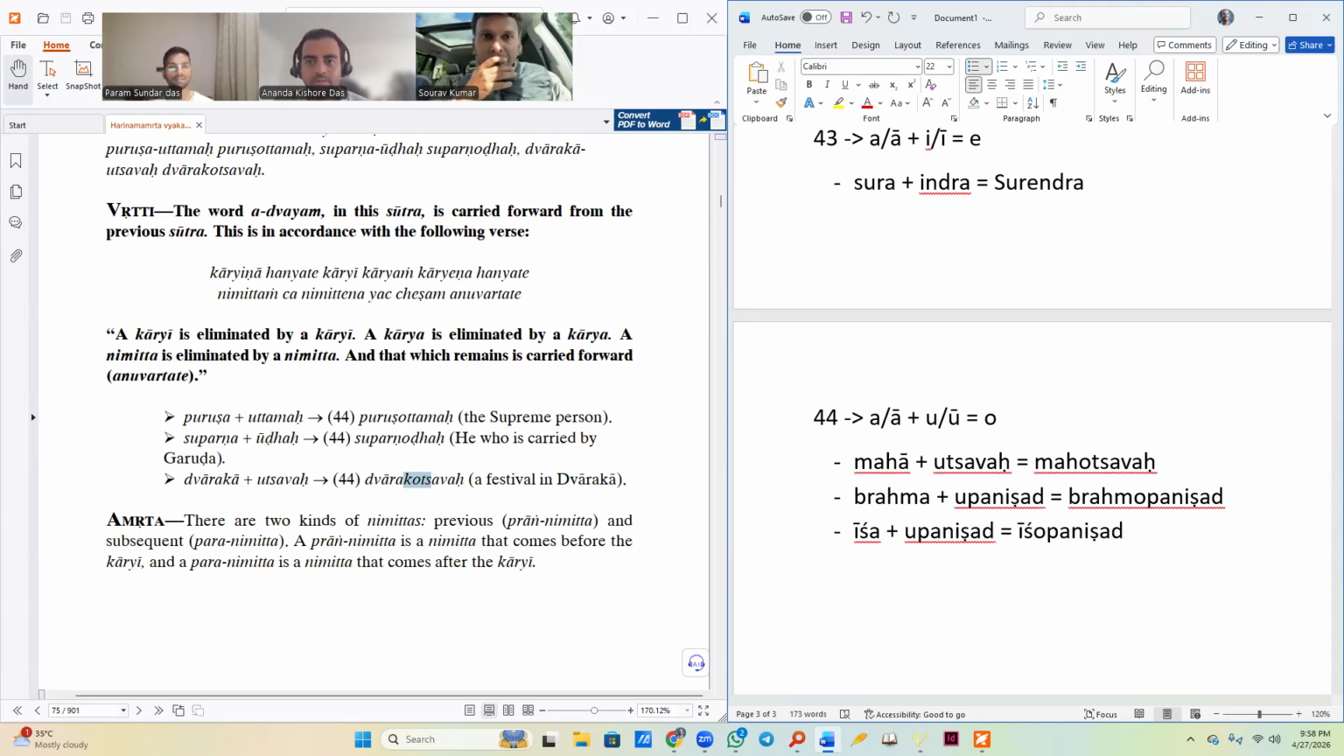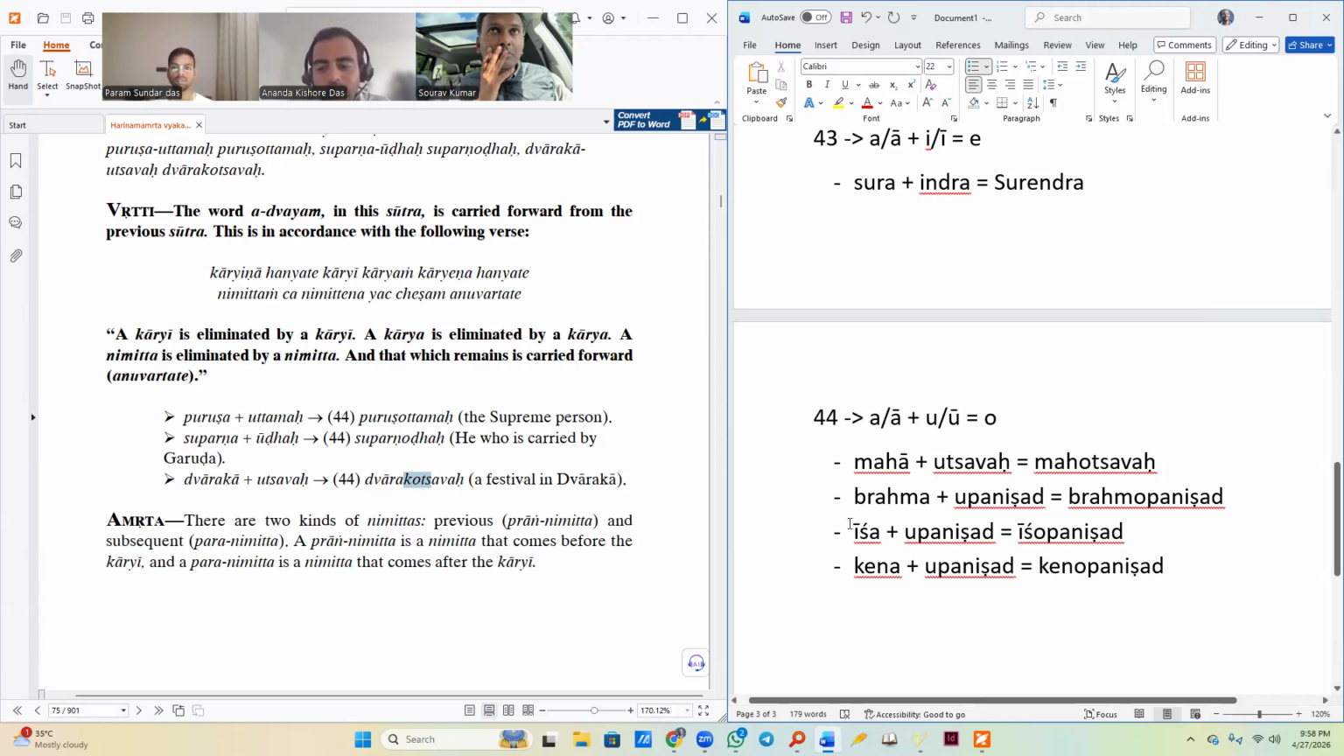Even in the title, Sandhi is there. Sarva Prakaranam Vyapi: Sandhi can exist anywhere throughout Sanskrit. Kena Upanishad, the name itself has Sandhi. So that is the rule of Sutra 44.